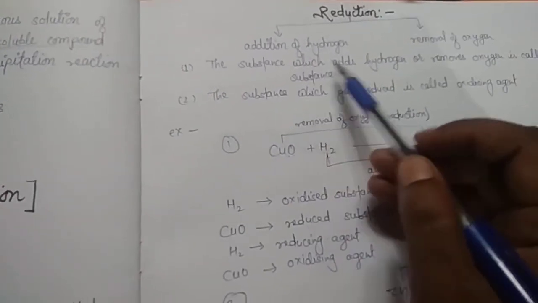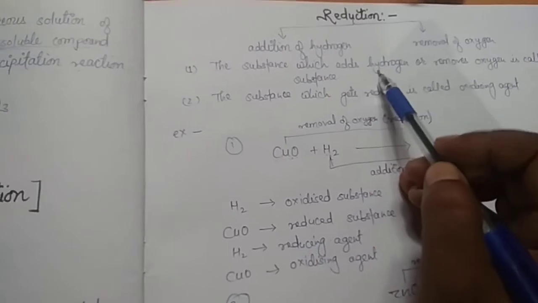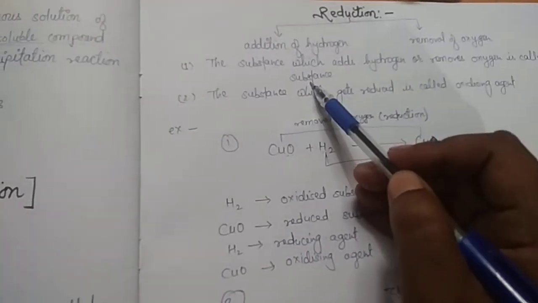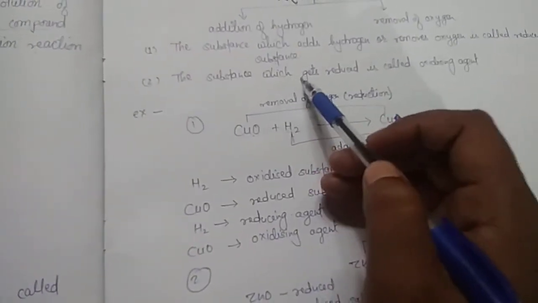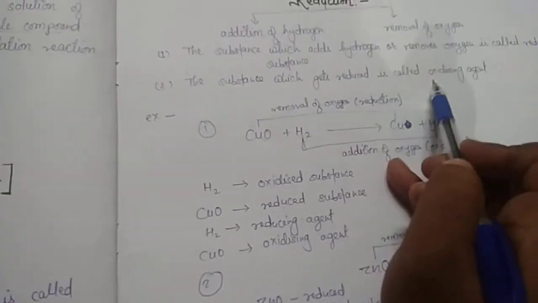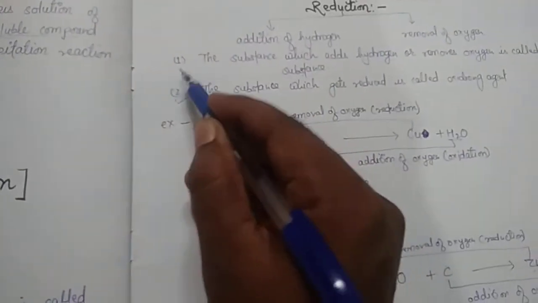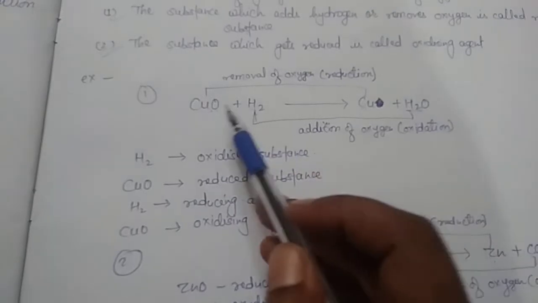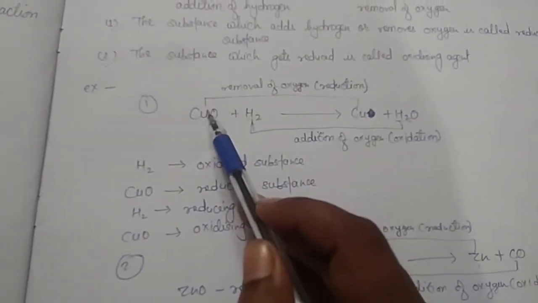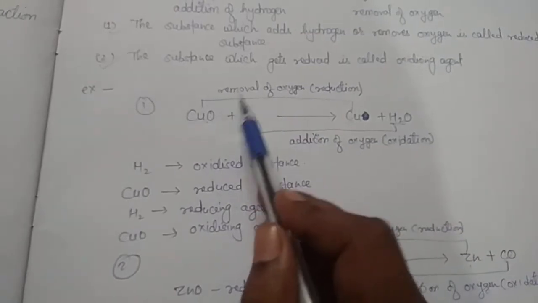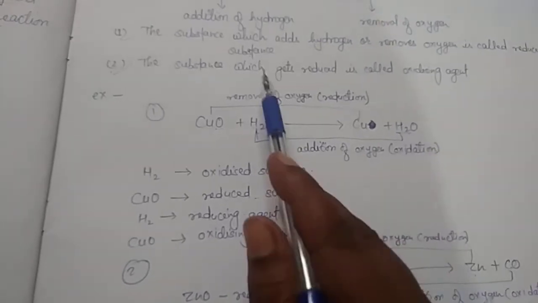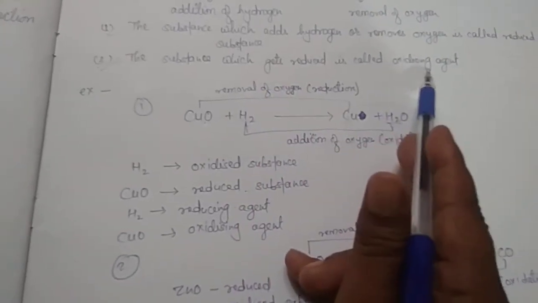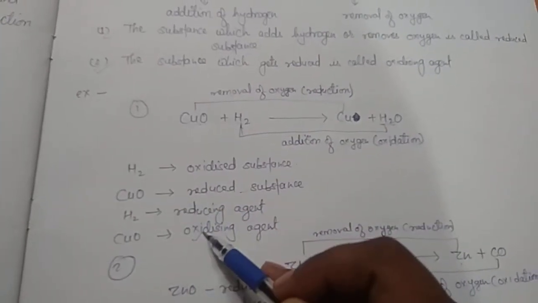And the substance which adds oxygen or removes hydrogen is called reducing substance, and the substance which gets reduced is called oxidizing agent. Just keep this in your mind, we can understand with the help of an example. See, copper oxide gets reduced to copper because there is a removal of oxygen. So copper oxide is the substance which gets reduced, and it is called the oxidizing agent.